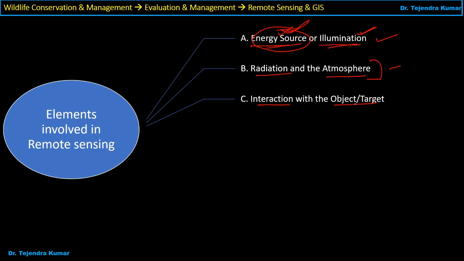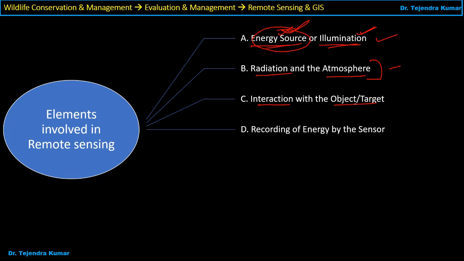Or if it is not an active kind of system, which I will talk about later on, and a passive system is available there, then on the basis of the kind of energy they are sensing or gathering, they will make the picture. So interaction of that energy with the object or target is important.